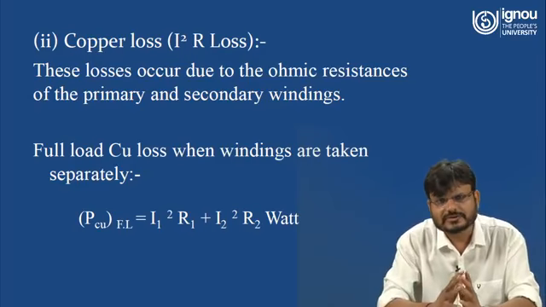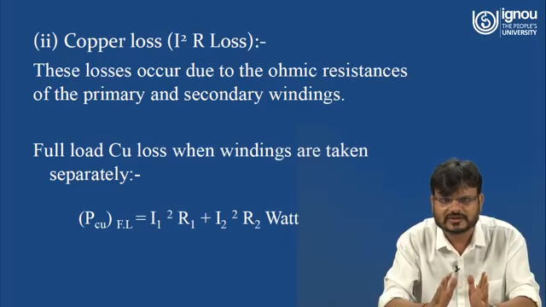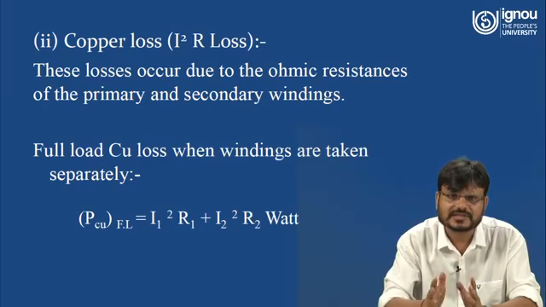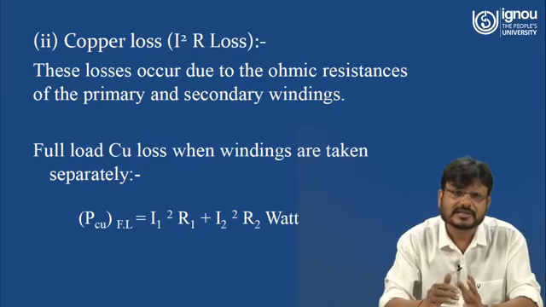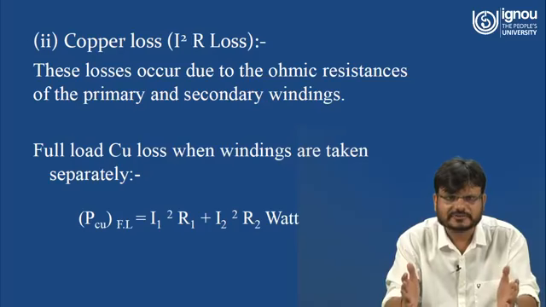Now we are going to discuss the second losses. First was the iron losses, which are called constant losses, and the second is copper losses, or you can say I square R losses. It is also called variable losses. These losses occur due to the ohmic resistance of the primary and secondary winding, because every transformer has a primary winding and a secondary winding.